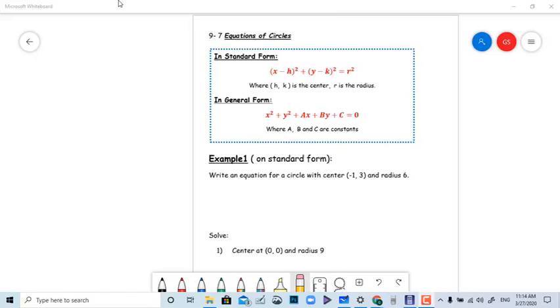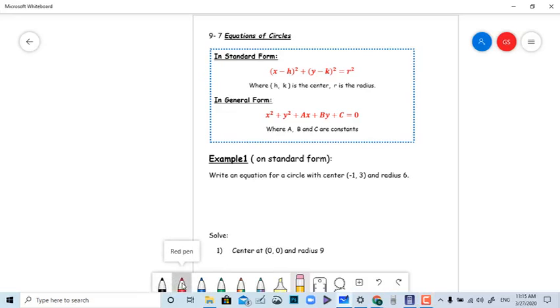Hi everybody. Today we're going to talk about equations of circles. The first type of equations, or the way we write the equations of circles, is the standard form. In the standard form, we have (x - h)² + (y - k)² = r². It looks a little bit like the Pythagorean theorem. There is a relation, but it's not for you to know now. It's just a way to remember it, to memorize it.